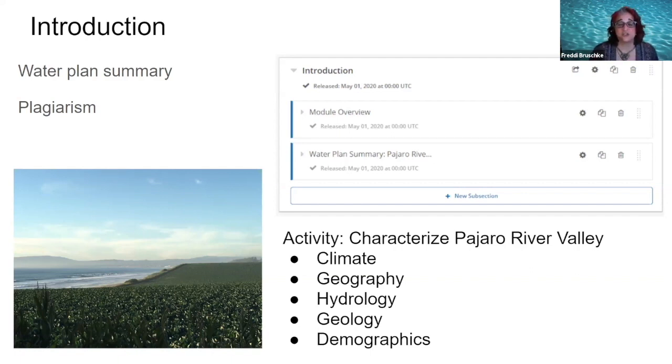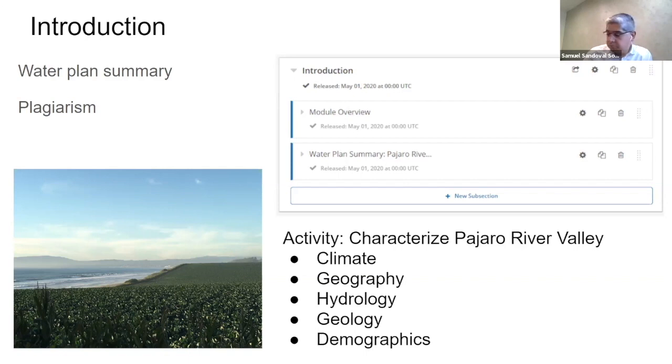The Pajaro River Valley is a watershed. It's a river that drains partially from some of the coastal range mountains in California, and so there is some snowmelt feeding it, and it drains out to Monterey Bay. For those of you who aren't familiar with California, it's a little south of the Bay Area. It actually drains some of the Santa Cruz Mountains also, I believe, when I looked.